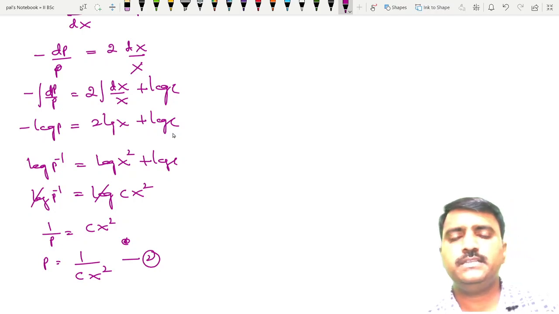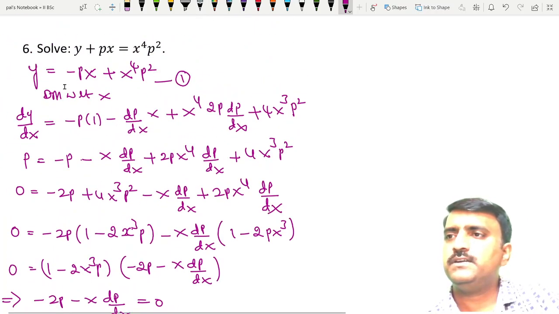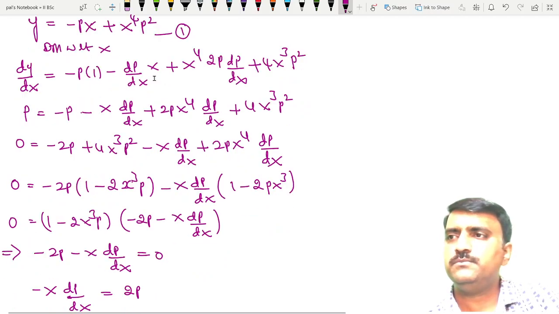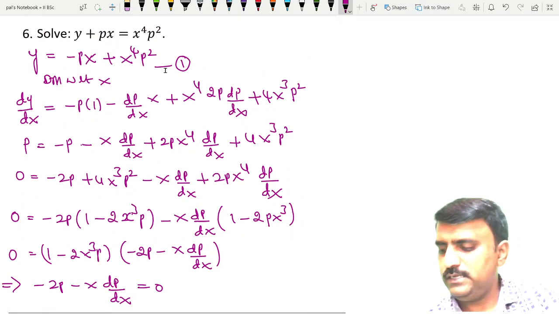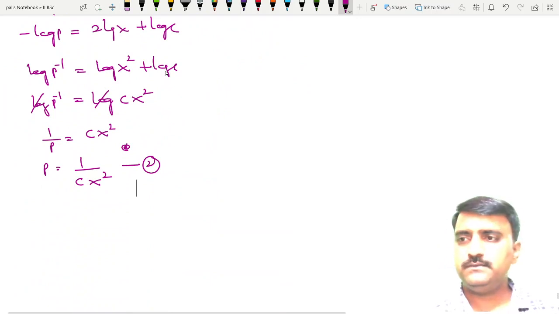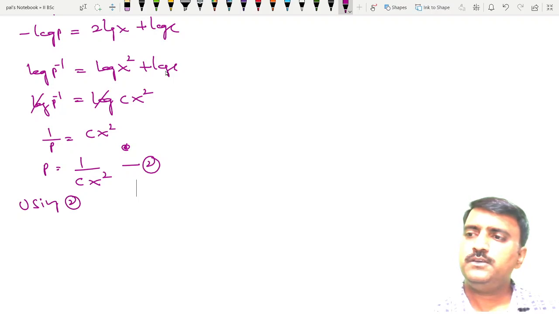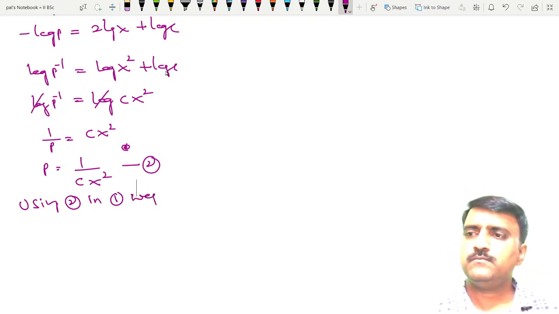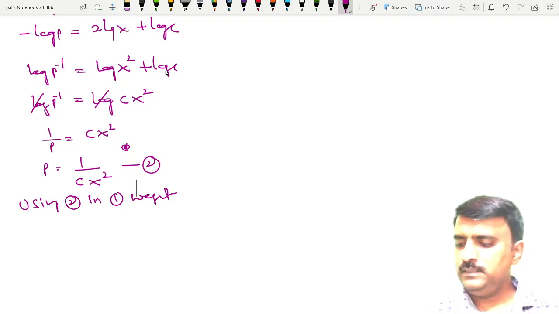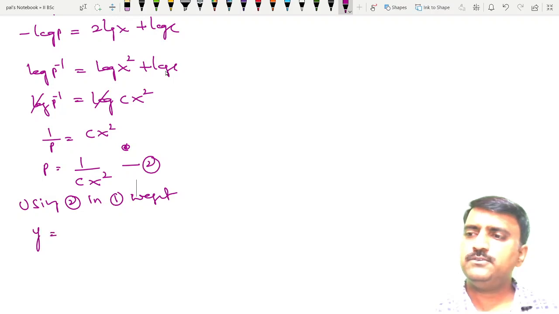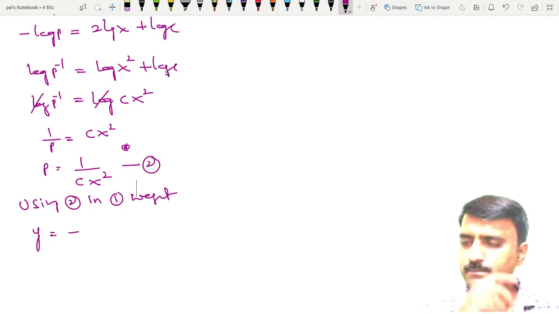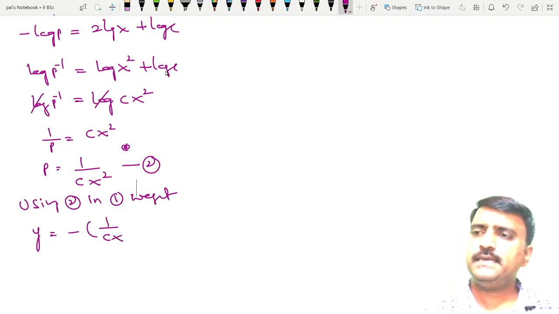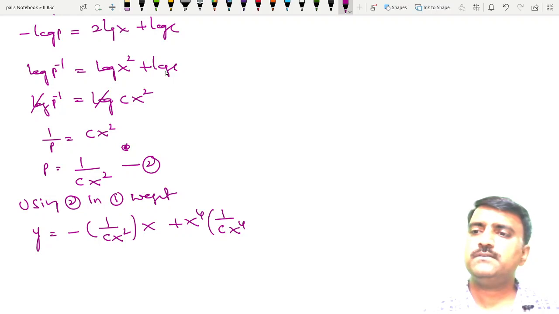So substituting this 2 in equation 1. Equation 1 is y is equal to minus px plus x to the power 4 into p square. So now using 2 in 1, we get y is equal to minus px, p is 1 by c x square into x, plus x to the power 4 into p square. P square is 1 by c x square whole square.